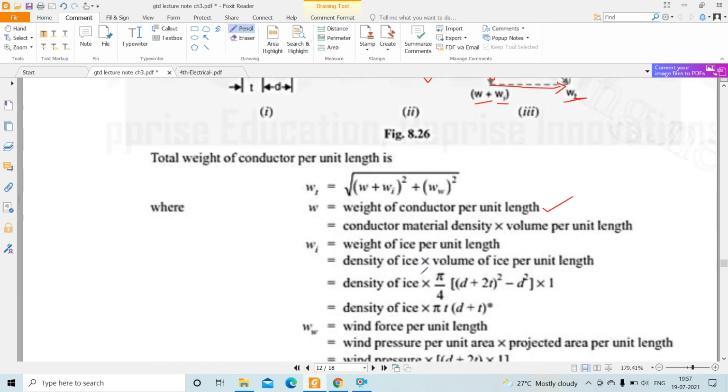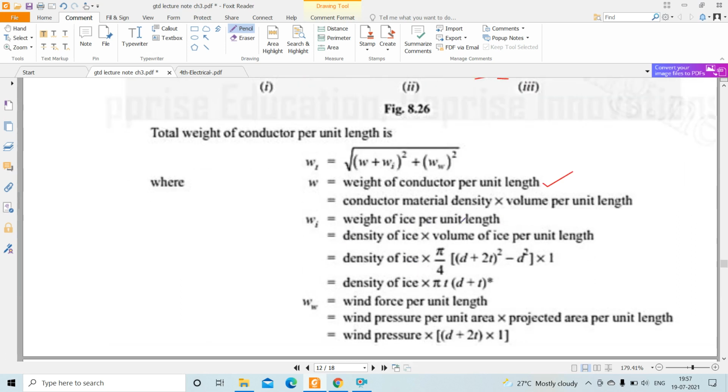Then Wi is the weight of ice per unit length. What is this weight of ice per unit length? Its formula is again density of ice into volume of ice per unit length. The volume formula is pi by 4 into (d plus 2t) whole square minus d square, into 1.